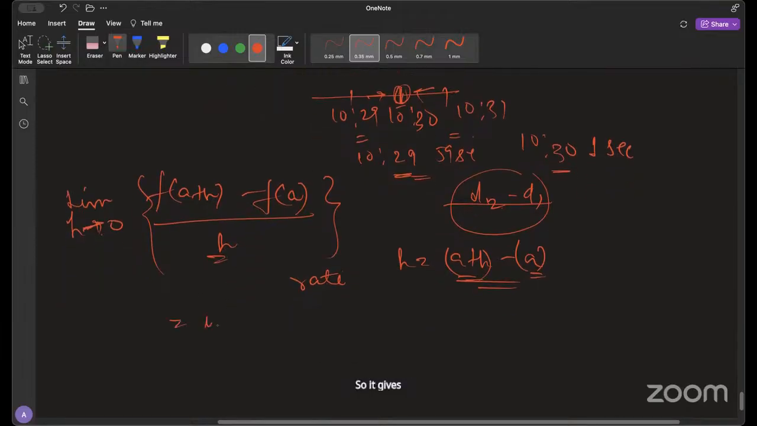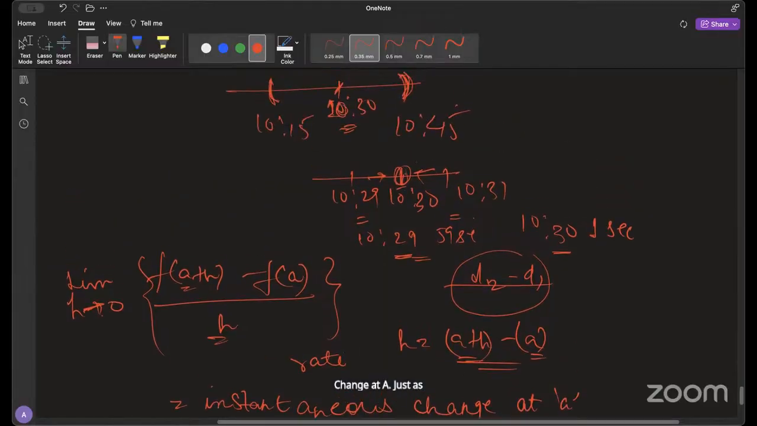It gives you the instantaneous change at, say, a. Just as in this one, if you want the instantaneous change at this point, you should keep making the interval smaller, right? That's what we are doing here. This is the interval a plus h minus a, and you're making it smaller. Each time you take h to be smaller, this interval reduces. Is that okay?